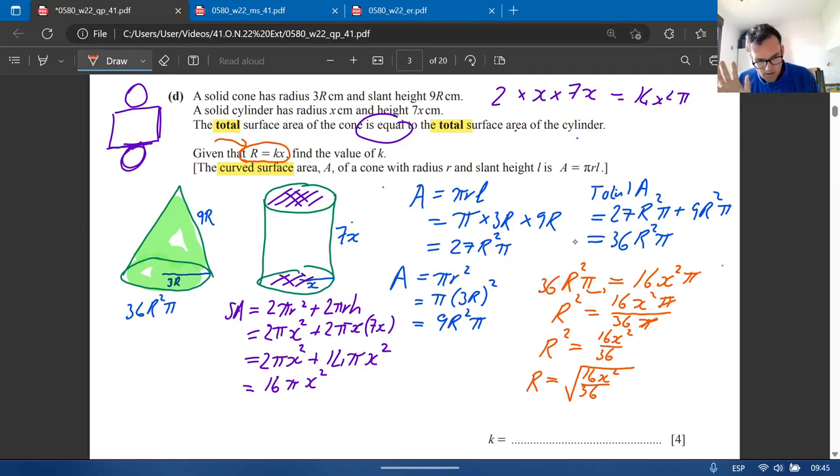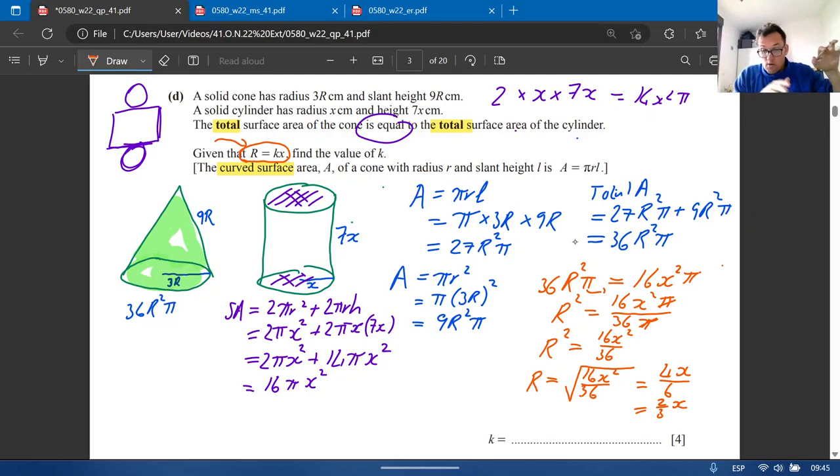So that means square root of 16 is 4. Square root of x squared is x. And the square root of 36 is 6. I mean, we could have simplified beforehand. We'll divide both by 4, yeah, divide 4 by 4, you get 4 over 9. You square root 4 over 9. You get the same simplified answer here. 4 over 6 simplified is same as 2 over 3. And x, you can keep the x at the top and put it at the back.